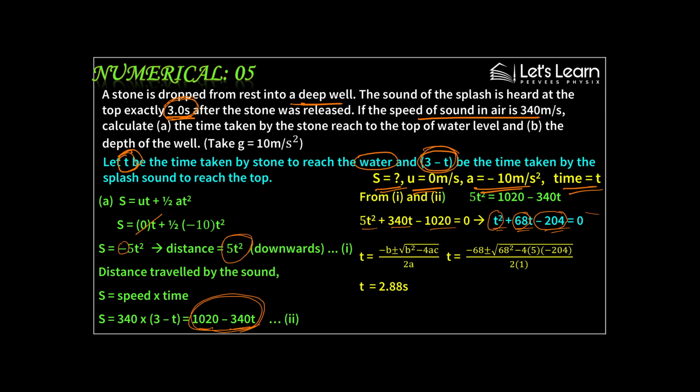This much time the stone takes to reach the water surface. And to get the depth of water, we have to plug the time in one of the two equations, either 5t square or the other one. Simple one, plug this in 5t square. 5 times time, 2.88 square, which gives you 41 meters. So the depth of the well is 41 meters.